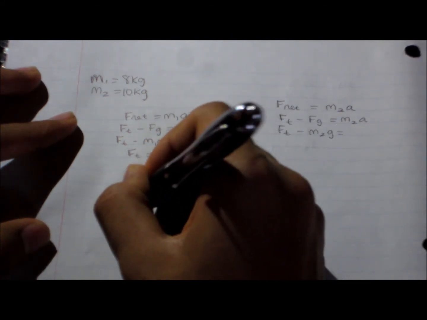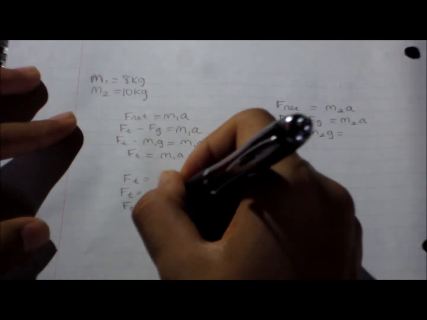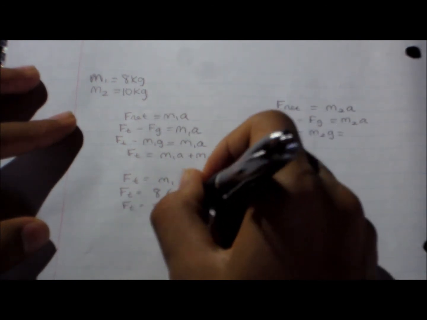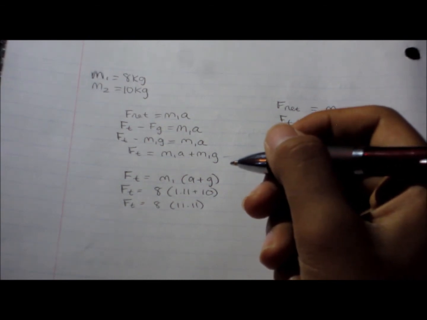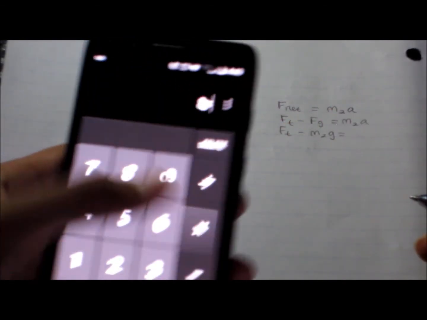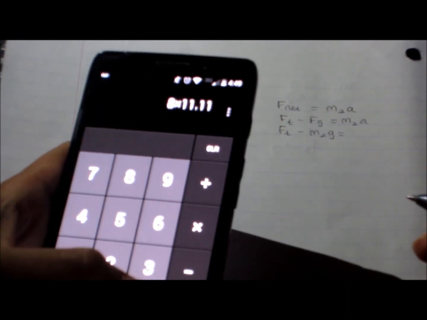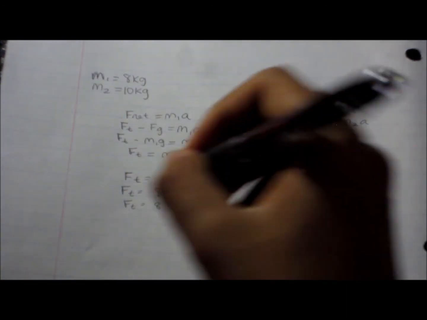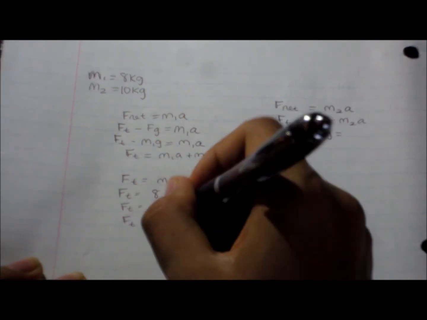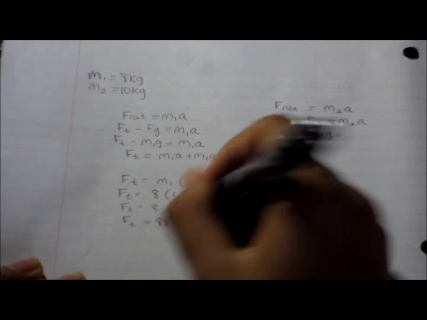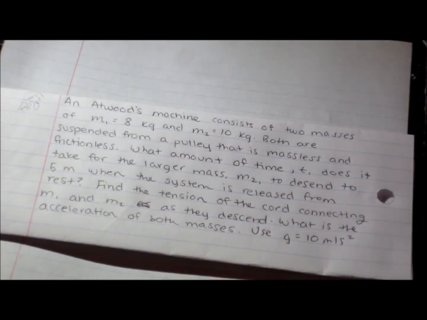So we know F_T equals 8 times 11.11. Now we can do that with our calculator right here. So 8 times 11.11 is equal to 88.88, and that's going to be the tension on the cable. So F_T equals 88.88 newtons. Okay, so now that we know the tension and the acceleration, we can do the last part of the problem. Now we could have solved for time earlier, but I just found the tension first because we already had the equation for it.